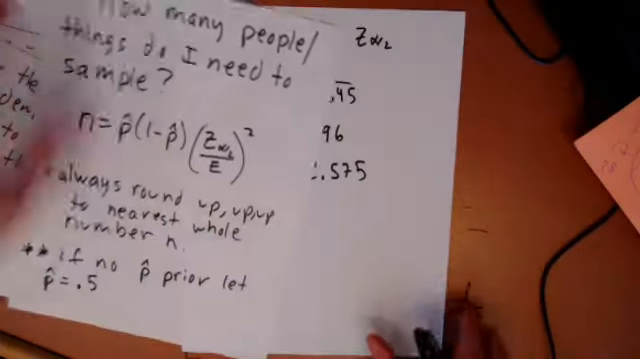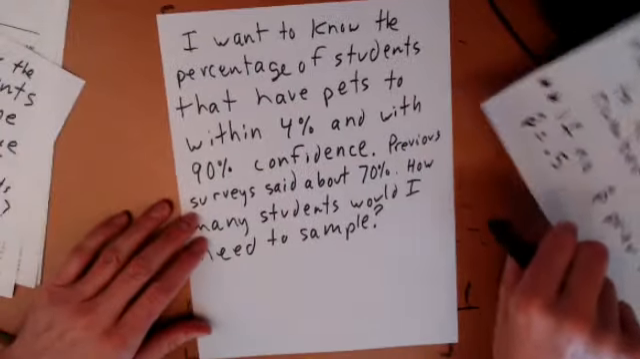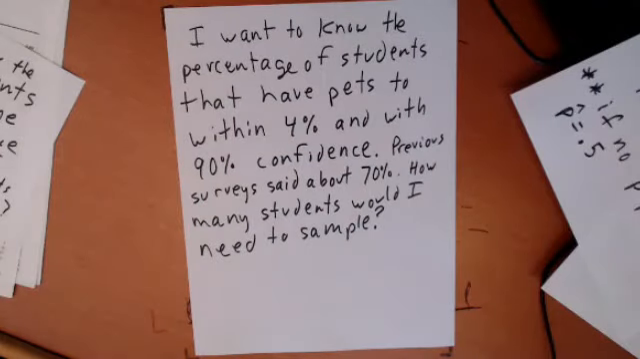Now let's try a problem. So organized. Okay, here we go. I want to know the percentage of students that have pets to within 4% and with 90% confidence. Previous surveys said about 70% had pets. Okay, how many students would I need to sample?